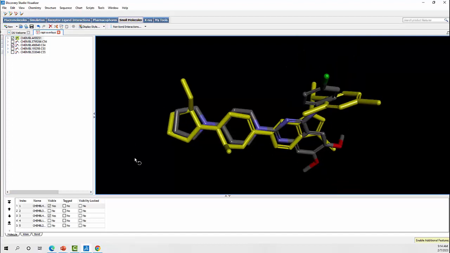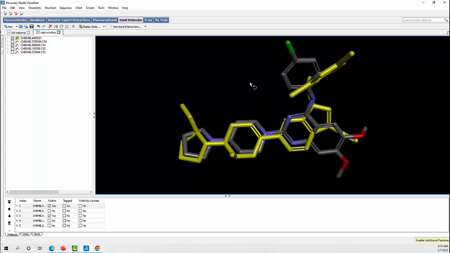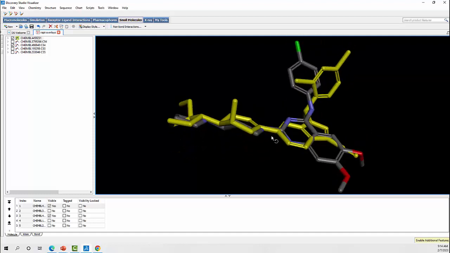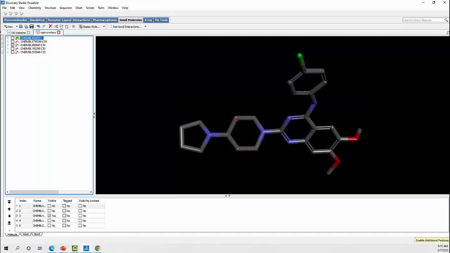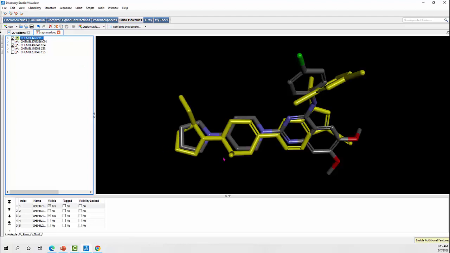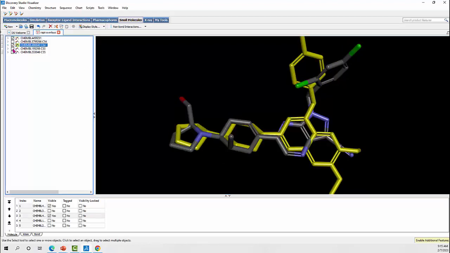Next, if we look at the second molecule here, now this is the one where the phenyl ring doesn't overlap as well, but you can see that this side chain has a very nice overlap. So this candidate compound has a pyrimidine and a pyrrolidine ring, and that overlays very nicely onto the protonatable amine of the wrapped compound.